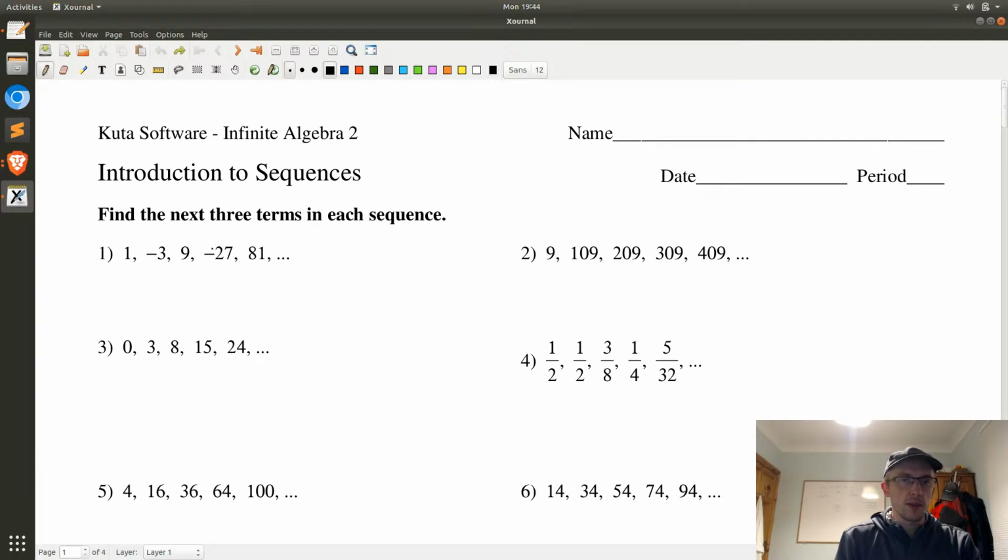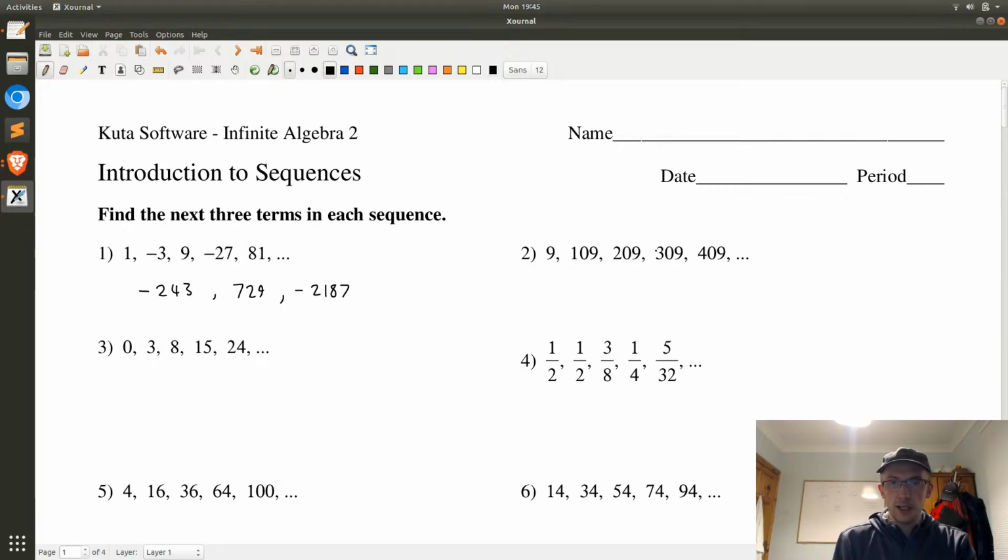No better way to do things, right? Just dive straight in. Find the next three terms in each sequence. Okay, so we see it's going plus, minus, plus, minus. And we see it's going up in powers of 3. So the next three powers of 3 are 243, 729, 2187. And there would be a minus sign there. That one would be positive, and there would be a minus sign there. Like that. What's really happening here is we're multiplying by -3 for each successive term.